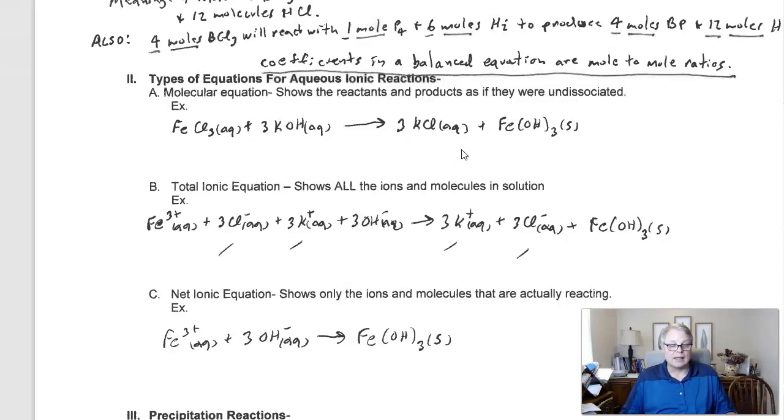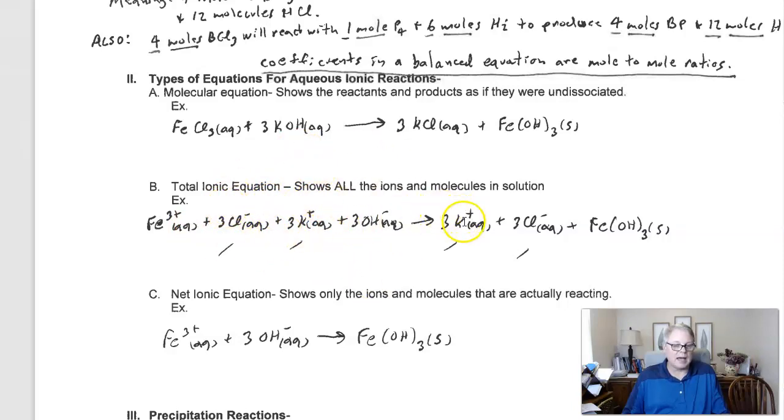So what does it look like anyway? That's where the total ionic equation comes into play. The total ionic equation shows you all of the ions and all of the molecules in solution exactly the way they are. If I wanted to write this equation as a total ionic equation, I know that this is aqueous, so it breaks up. Really what I have floating around is iron 3 plus and 3 chlorides. I know this is aqueous, so this breaks up, and I've got 3 little K pluses and 3 little OH minuses. So really I have all 4 of these little ions bouncing around inside the beaker.